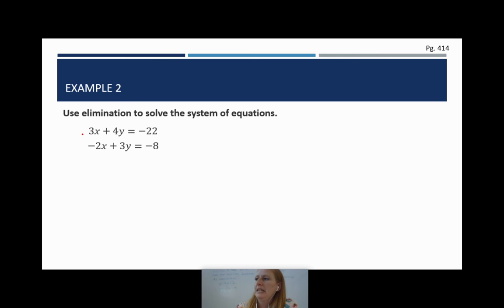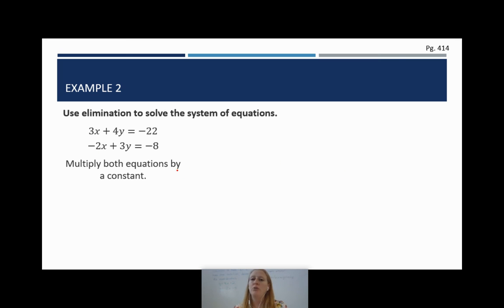So, 3 and negative 2 are not opposites. 4 and 3 are not opposites. And I don't see that little double it to match it up trick. So I'm actually going to have to multiply both equations by a constant. Now, it shouldn't be random. The idea is we're trying to create opposites. So I'm going to try and create opposites with my x's just because one's positive and one's negative. So I feel like that'll be easier to create opposites. So if I multiply the first equation by 2 and I multiply the second equation by 3, that should create some opposites for the x's.